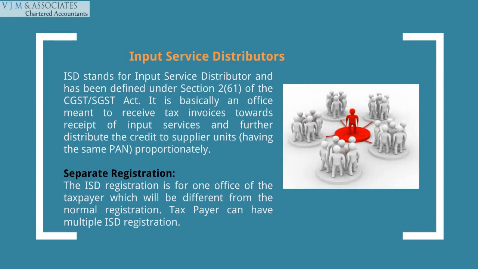Input service distributors. An input service distributor has been defined under subsection 61 of section 2 of the CGST Act. It is basically an office meant to receive tax invoices towards receipt of input services and further distribute the credit to supplier units having the same PAN proportionately. Separate registration. The input service distributor's registration is for one office of the taxpayer, which will be different from the normal registration. A taxpayer can have multiple registrations.